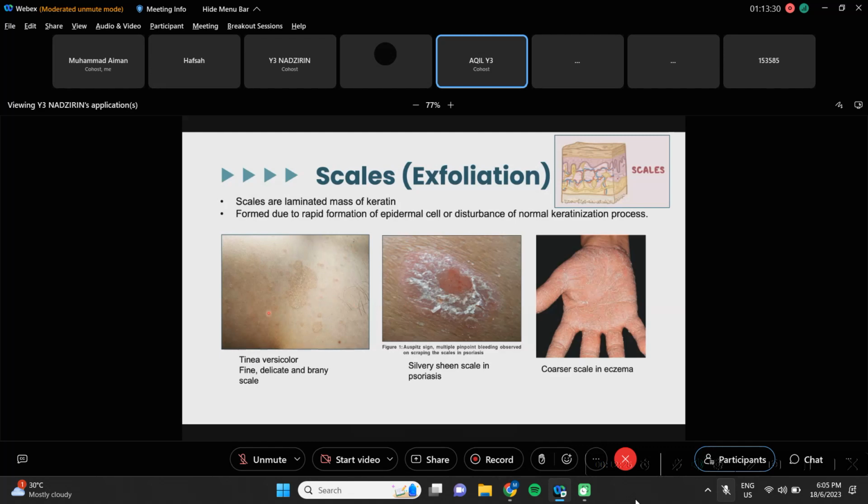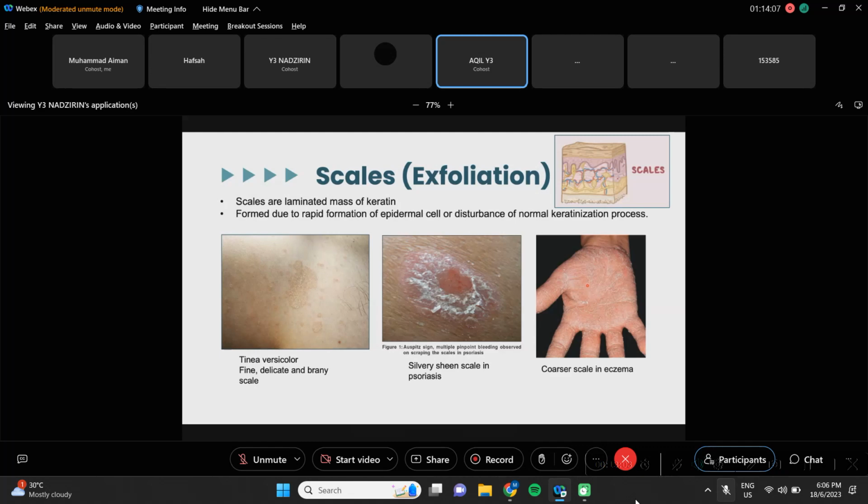And the scale is very incisive. I give 3 examples. The first one is in the case of tinea versicolor, where we can probably see the fine, delicate, and branny scale. But in the case of psoriasis, we can see the scale is a bit bigger and it's sheen. It has a silvery white color. And in the case of eczema, the scale is mostly a bit rough in its texture.